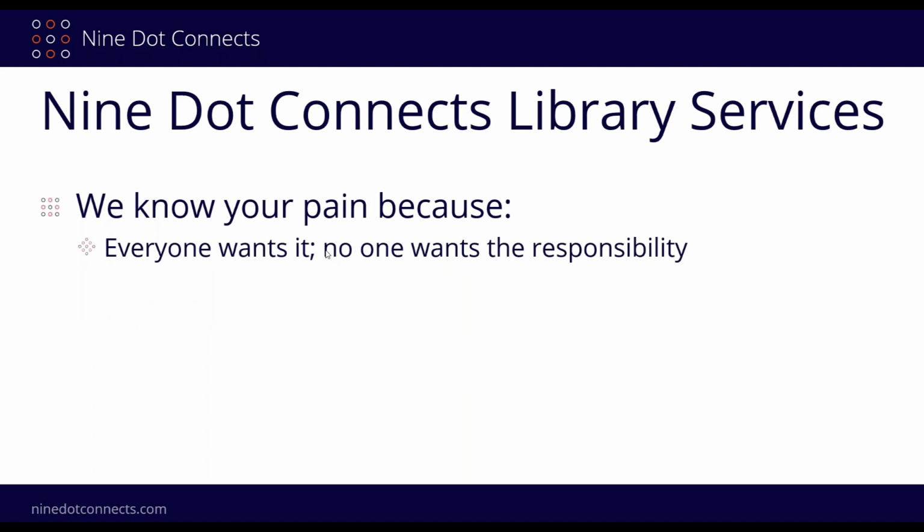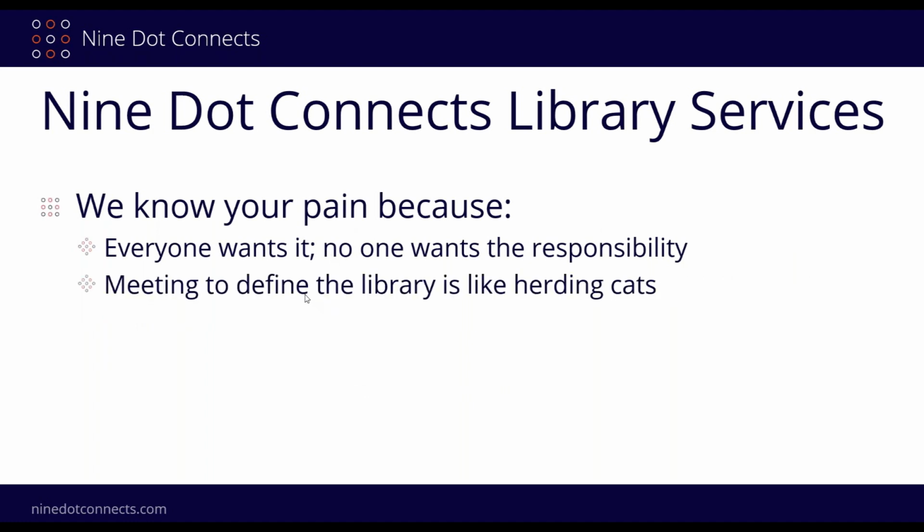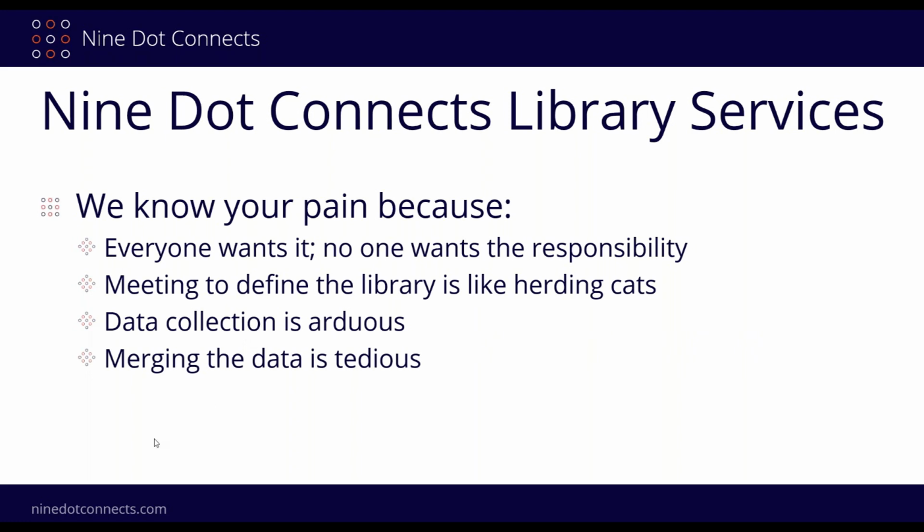Well, number one, we know your pain, because everybody wants it, but nobody wants to take responsibility for it, which we get. Meeting to define the library is quite like herding cats, right? Because everybody's got other things they want to do. Everybody has their own ideas of how this is going to work. And so it's not always easy to get everybody together first and foremost, and then get them to even agree on things. Data collection is arduous. We know it is, because a lot of times when we work with customers, we've got to collect whatever we can from people outside of the design team. And so we've got to just get all that information. You've got to go digging a bit.